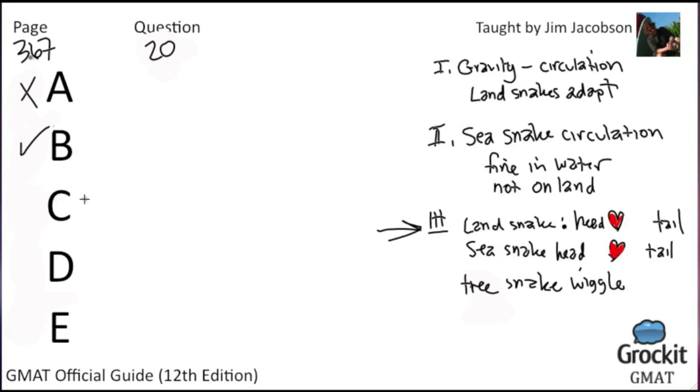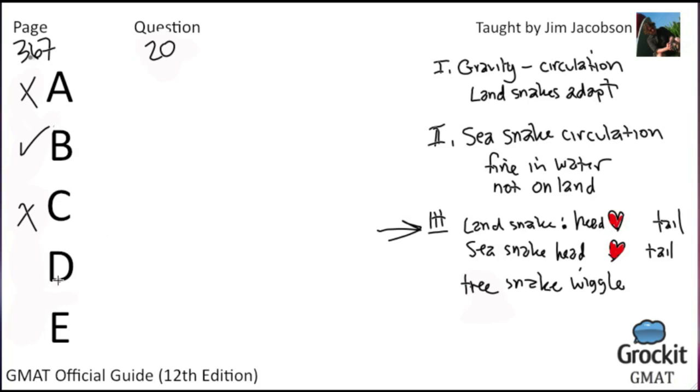C, they cannot counteract the pooling of blood in lower regions of their bodies as effectively as sea snakes can. Well, that's what that whole snake wiggling thing is at the end of the third paragraph, that they have a means of kind of forcing the blood back up. So they do okay. It's not that they cannot counteract it. They have a mechanism for doing so.